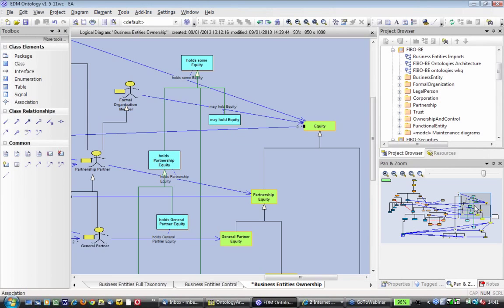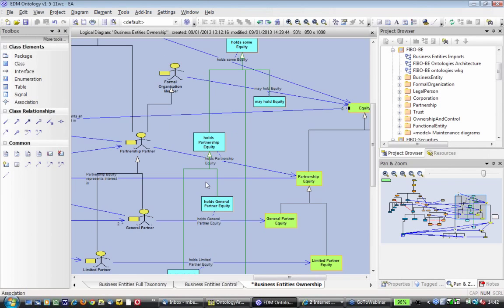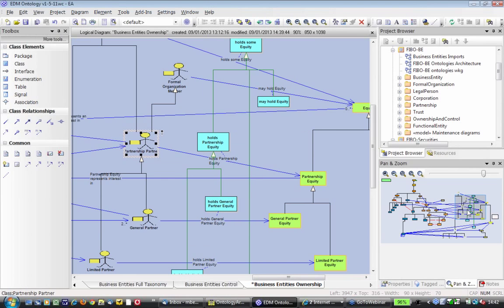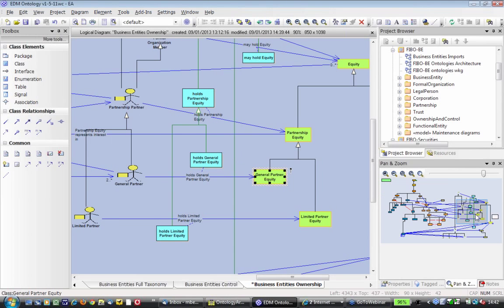In fact, this line over here, what is equity? It represents an interest in some formal organisation, so there's a property called represents an interest in. And of course that is ancestral to all our bodies corporate and our partnerships and so on. So all equity is, and this will be true of funds as well, particular kinds of funds that have equity share units, that also needs to go into this kind of generalisation.